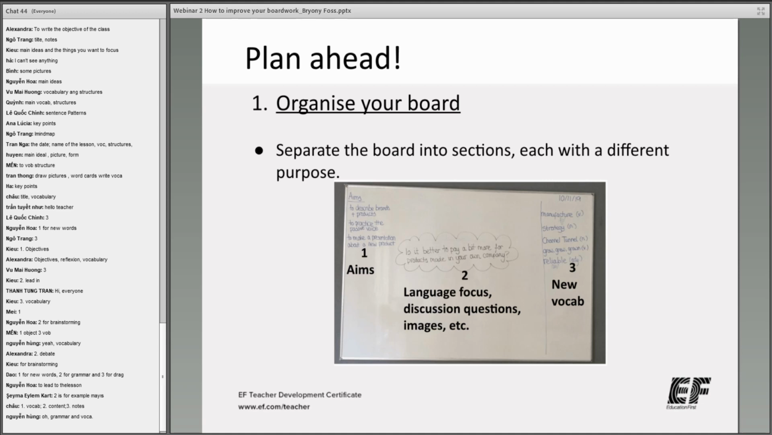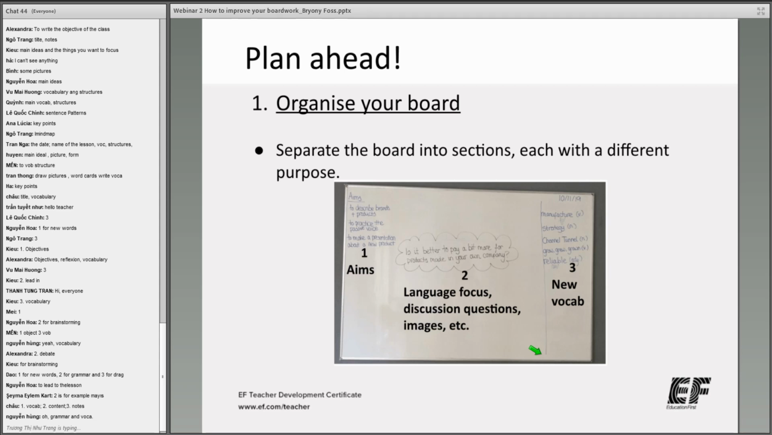And then the third section is a list for new vocabulary. In fact, I would recommend drawing a line, as you can see in the picture, down the side so that you separate this area and remember to add new and useful vocabulary during the lesson.